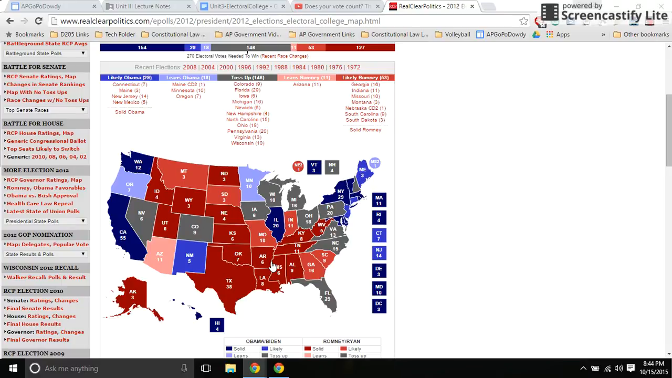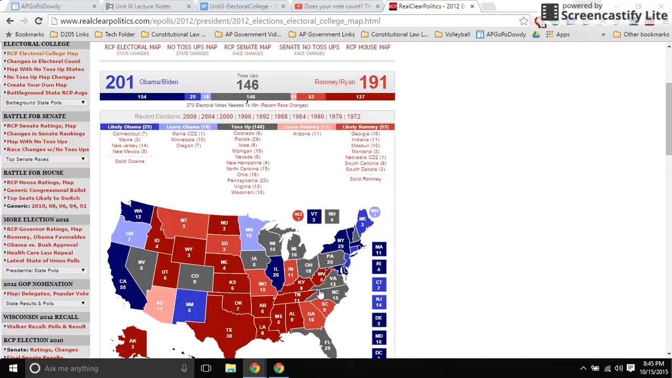The key states and the effect of this system is that it only has certain states that are competitive. And when we get past the convention, the candidates are going to spend the vast majority of their time in the gray states. So you see 1, 2, 3, 4, 5, 6, 7, 8, 9, 10, 11. You got 10 to 12 states that are competitive. And those states essentially are going to determine the election.